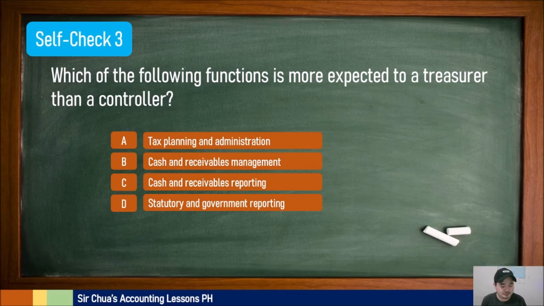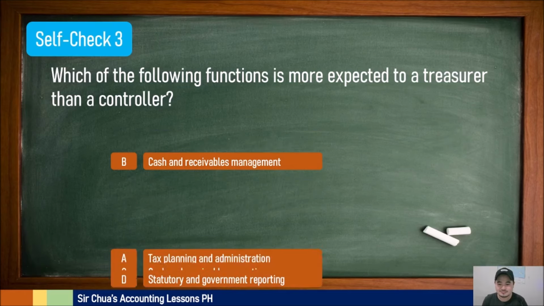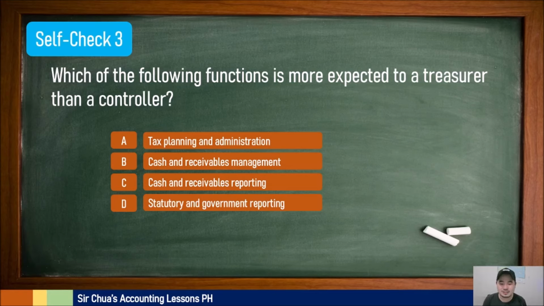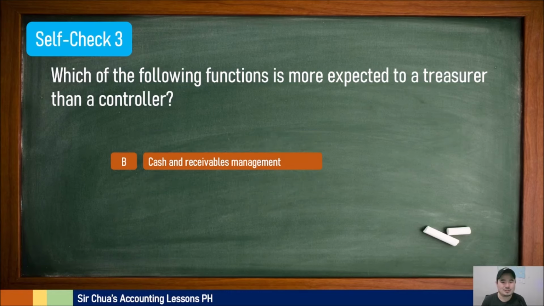The correct answer is letter B. Cash and receivables management is a treasurer function. Maybe you were confused by the other option. Cash and receivables reporting, reporting cash, reporting accounts receivable, that's financial statements. So that is a controllership function because that is an accounting function. Tax planning and administration and statutory and government reporting are also controllership, except for cash and receivables management.